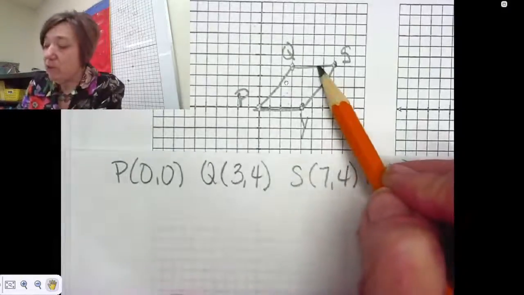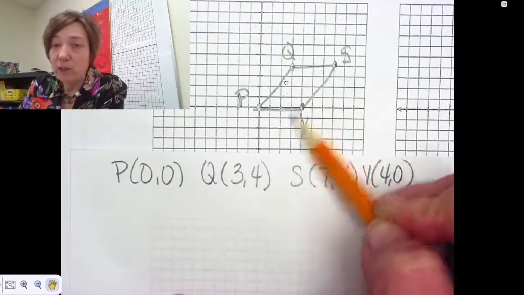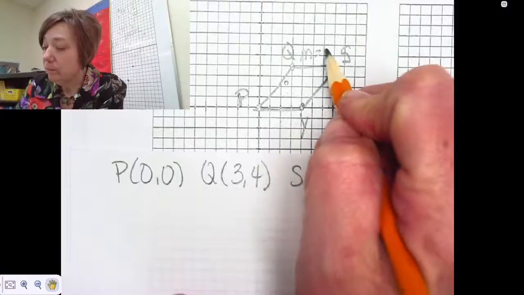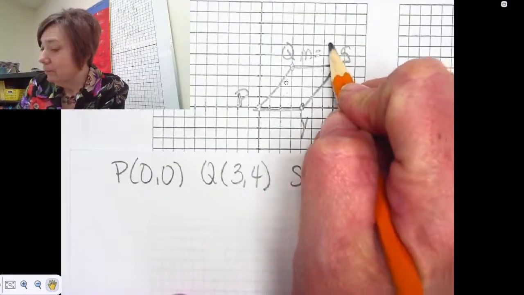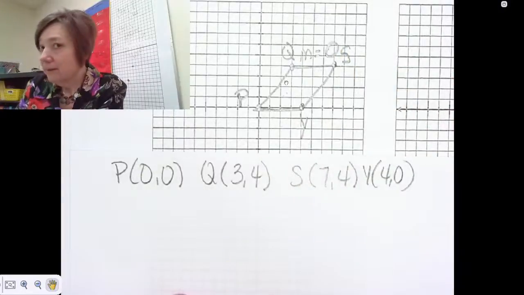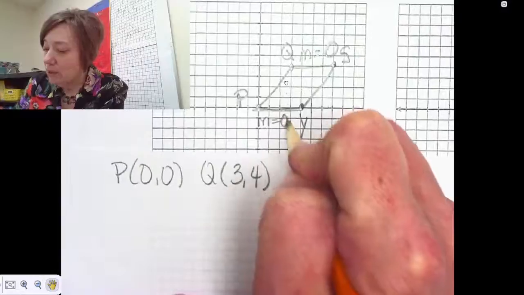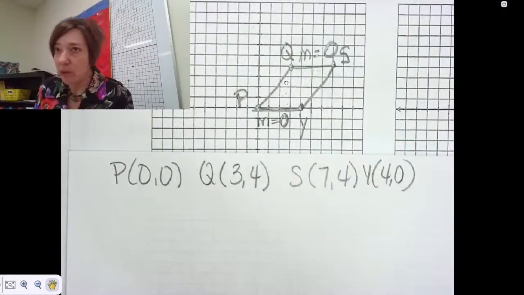We don't even have to do any math for these two because they're horizontal lines. And what do we know the slope is for every horizontal line in the world? Not 2. 0. Every horizontal line in the world's slope is 0. And both of those lines are horizontal.